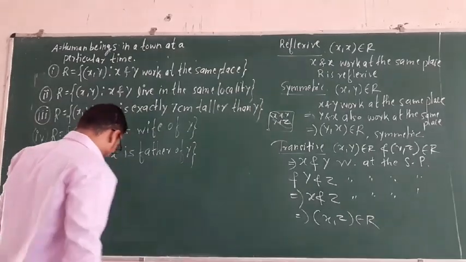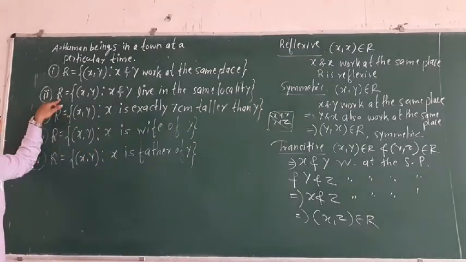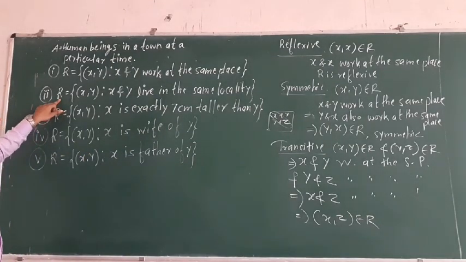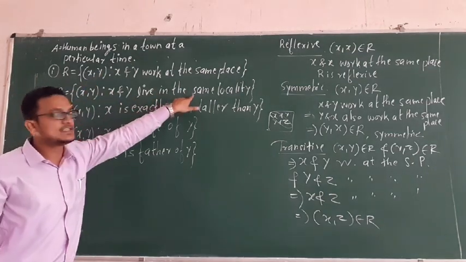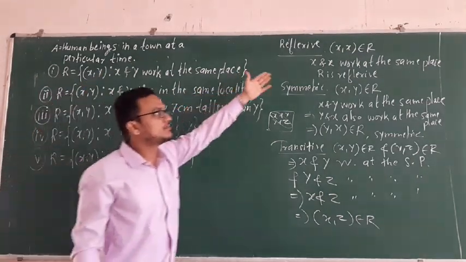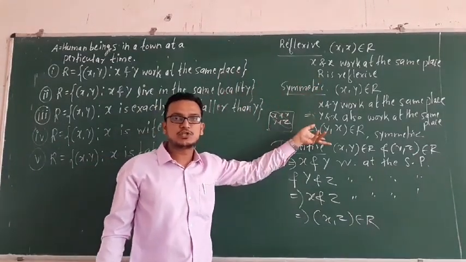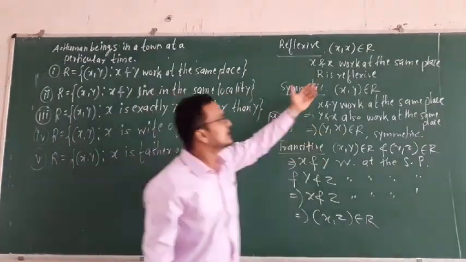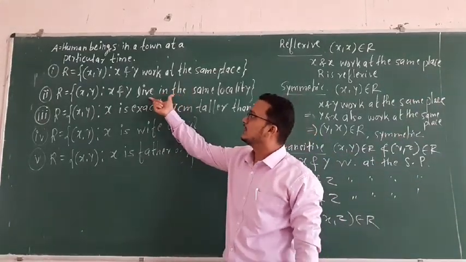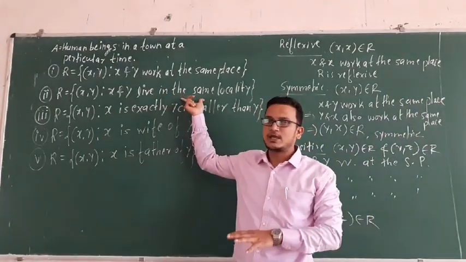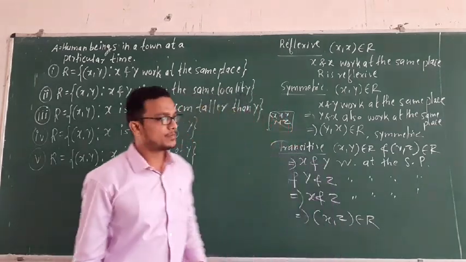Now take the second relation. This will be homework for you. X and y live in the same locality. The same solution we have done, you have to copy it. Just instead of working at the same place, you have to change the sentence to live in the same locality. That is the homework part.